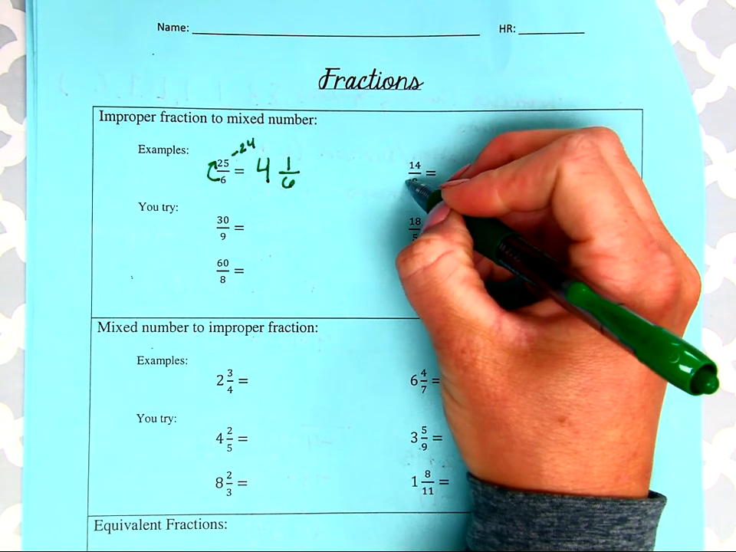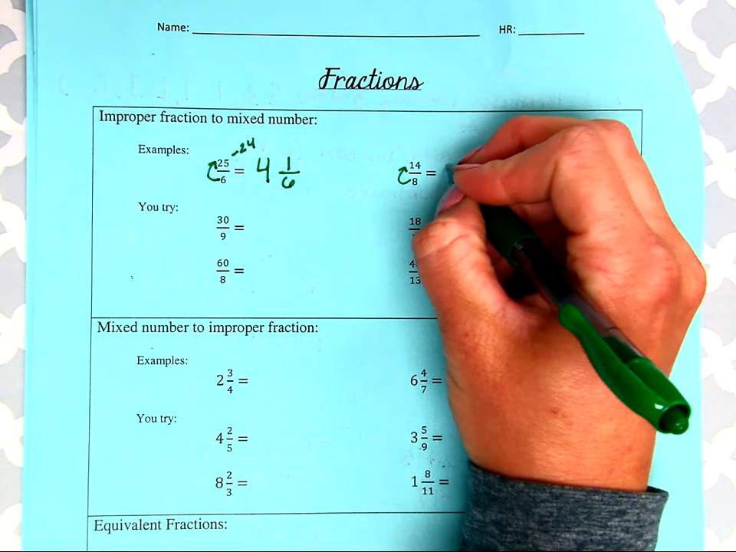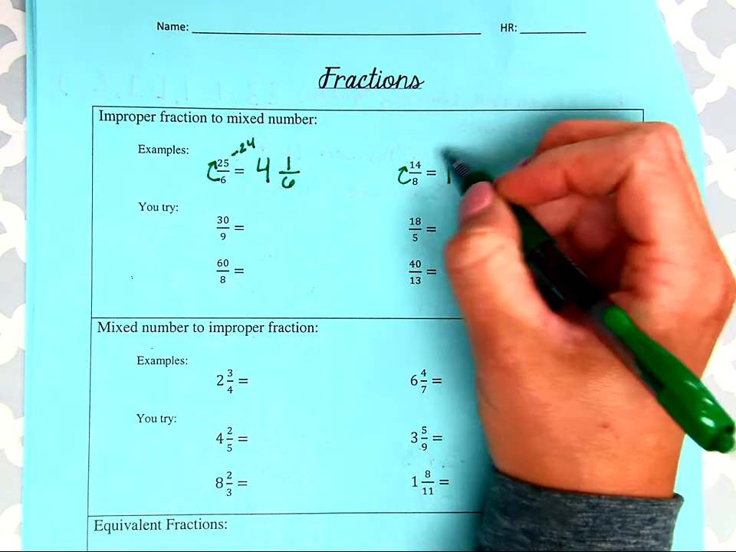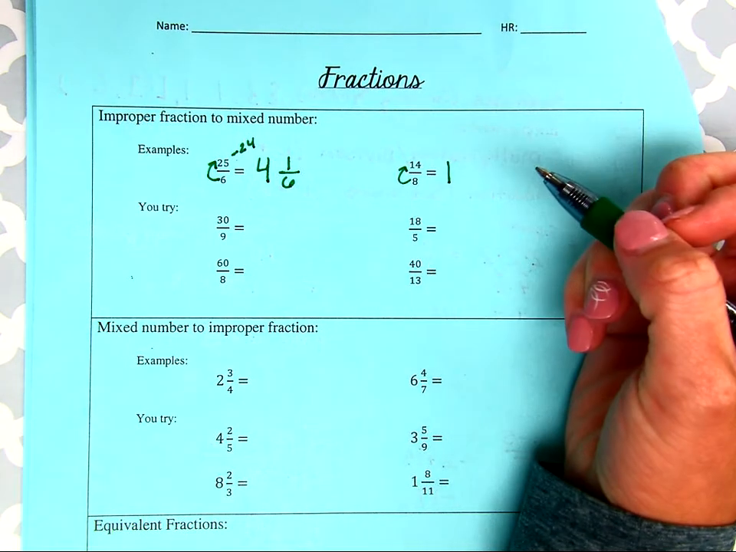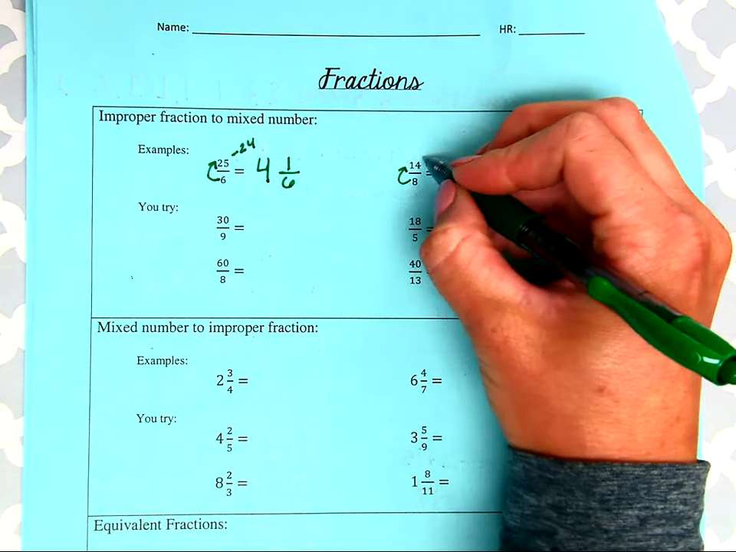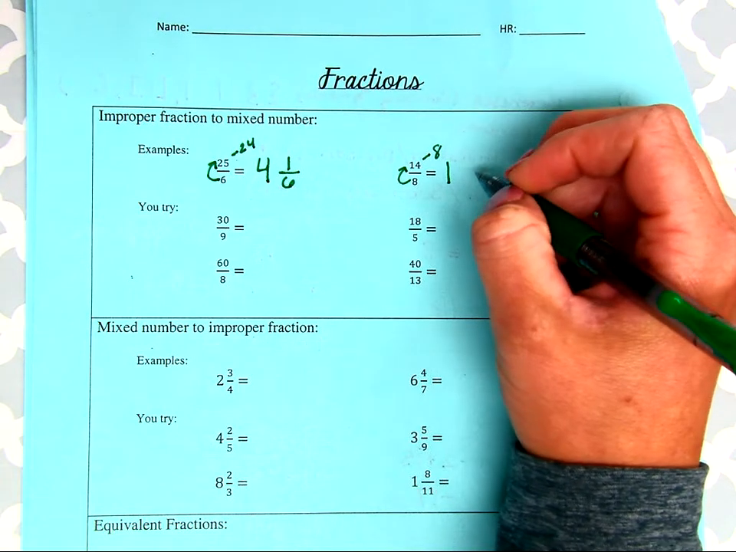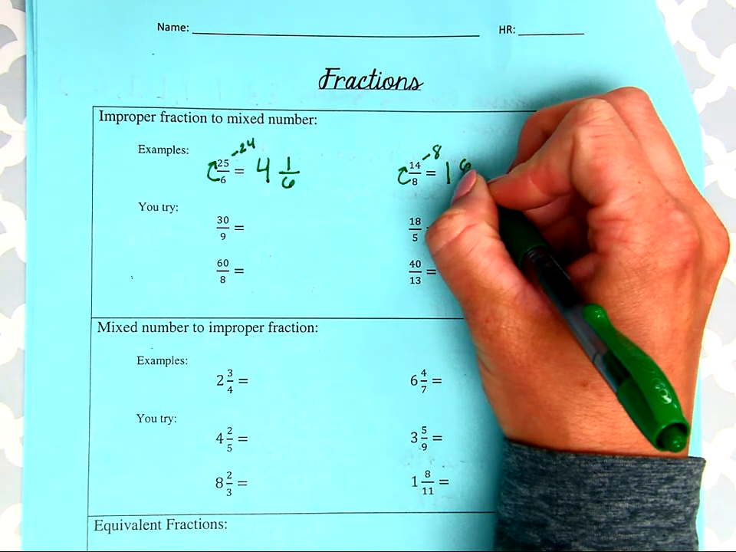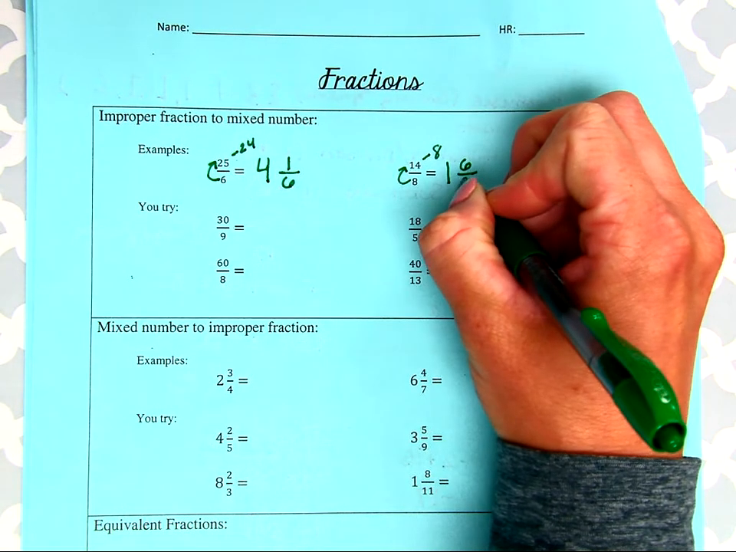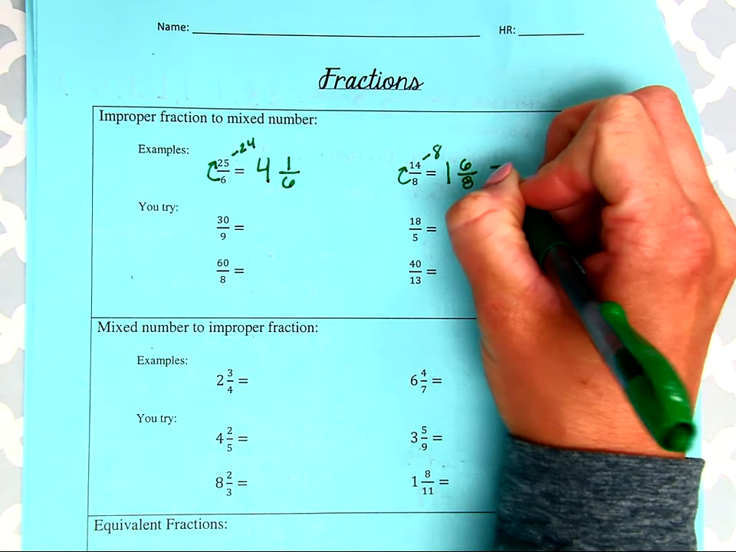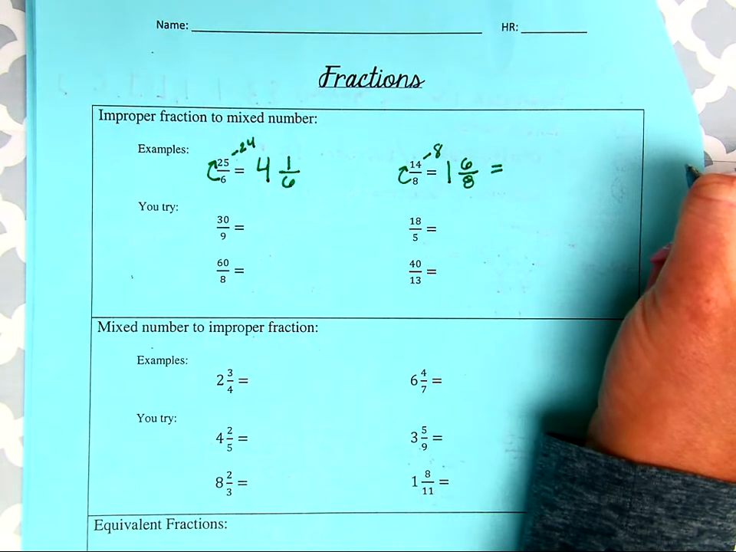So 8 can go into 14 only once. It can't go in there twice because 8 times 2 is 16, and I only have 14 available. So then we're going to take 8 away, because 8 times 1 is only 8, and we are left with 6 left. So 6 out of 8 still. That denominator stays the same. And we're going to take this one step further. We'll cover this again in another box.